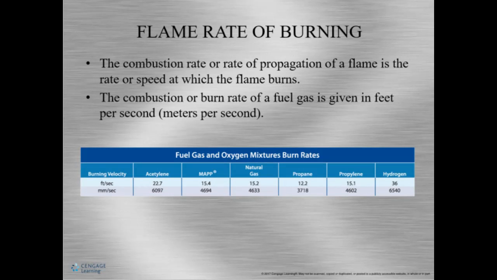Okay, so as we can see, the combustion rate is how fast, or the speed at which, a flame burns. The burn rate of a fuel gas is given in feet per second. So it says 22.7 feet per second for acetylene, 15.4 for MAP, 15.2 for gasoline, propane 12.2, propylene 15.1, hydrogen. Wow, that's a whole bunch. Maybe let's not play with hydrogen. So acetylene is one of the hottest gases that we can use.